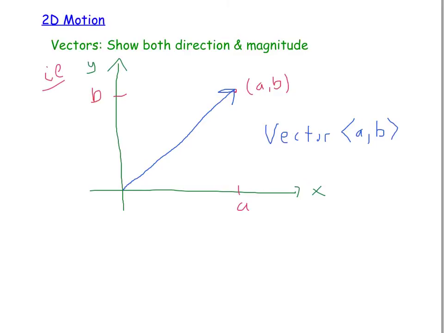Now, vectors are very helpful because they show both a direction and a magnitude. In the example that I provided here, the direction of this particular vector would be that from the origin to the point (a, b), we are going up and to the right. And so any particular vector will always express a particular direction.